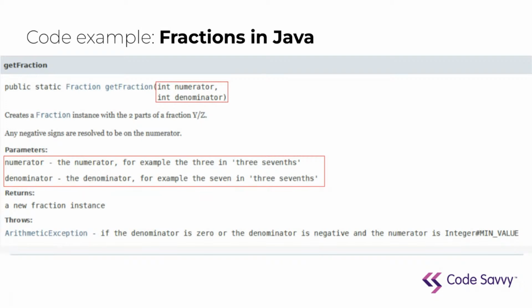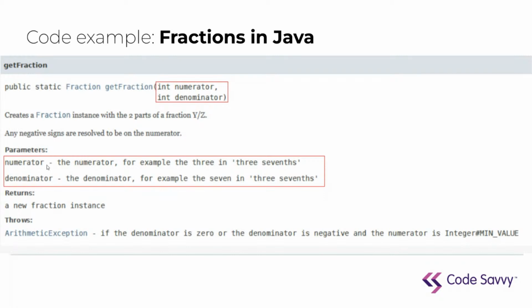This is a screenshot of that Javadoc I was telling you about. So it has the name of the function, getFraction. It lists the arguments I need to send in, and then it gives me sort of a high-level overview of what it does. So this getFraction method creates a fraction instance with the 2 parts of a fraction y over z. And then it gives me this reminder that if either one of those numbers, the numerator or the denominator, is negative, when it returns the fraction, the sign will be assigned to the numerator.